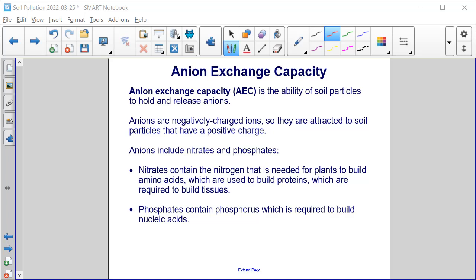Anion exchange capacity, or AEC, is the ability of soil particles to hold and release anions. Anions are negatively charged ions, so they are attracted to soil particles that have a positive charge. Anions include nitrates and phosphates. Nitrates contain nitrogen that is needed for plants to build amino acids, which are used to build proteins, which are required to build tissues. Phosphates contain phosphorus, which is required to build nucleic acids.